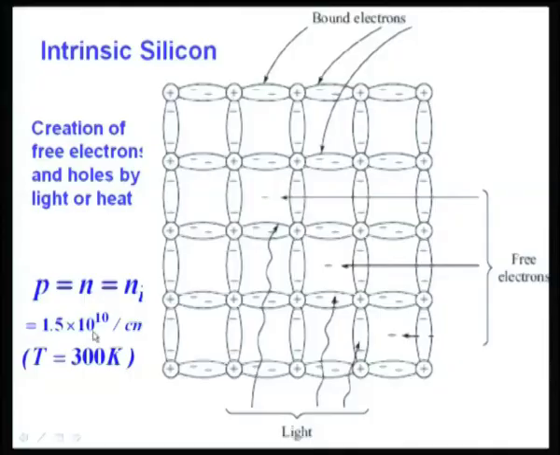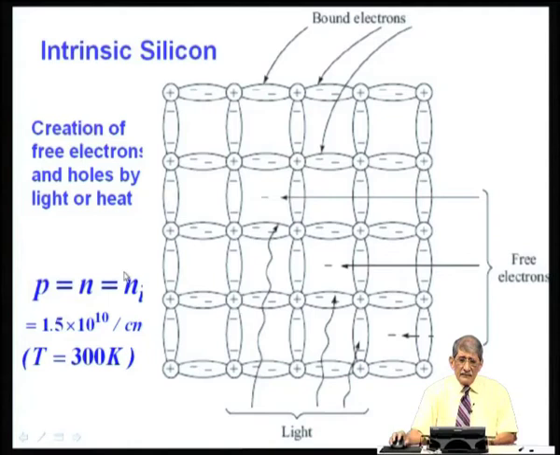So, under steady state conditions for an intrinsic material, pure material, hole concentration equals electron concentration, which you call Ni. For silicon, it is 1.5 × 10¹⁰ per centimeter cube at T equal to 300 kelvin. If it is germanium, that will be much larger, about 2.5 × 10¹³ per centimeter cube. If it is gallium arsenide, it is more difficult to break the bonds. Therefore, the density will be about 10⁶ per centimeter cube. With that intrinsic material, you can see silicon has only 10¹⁰ electron-hole pairs per centimeter cube.